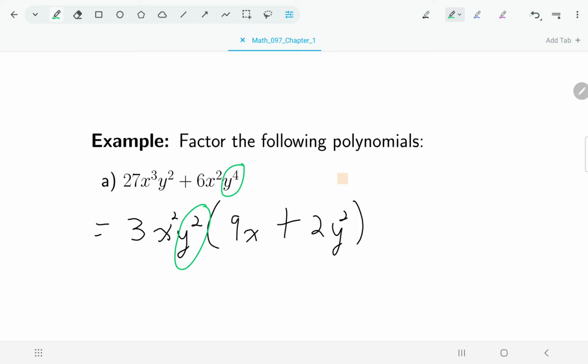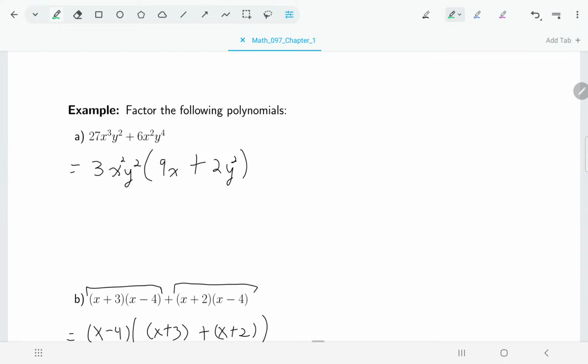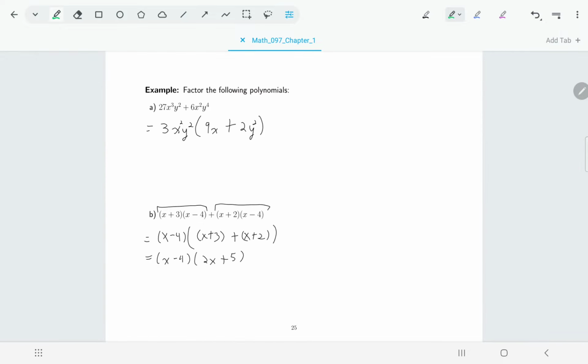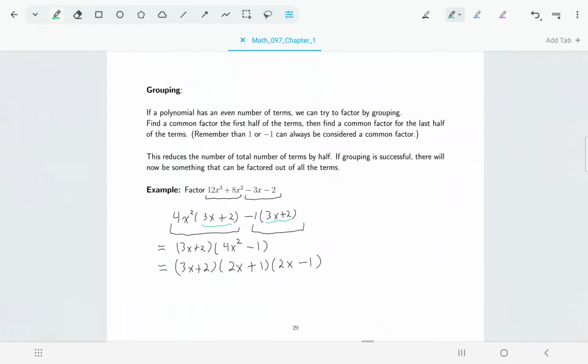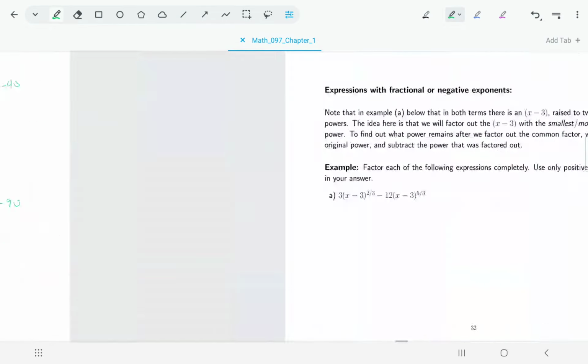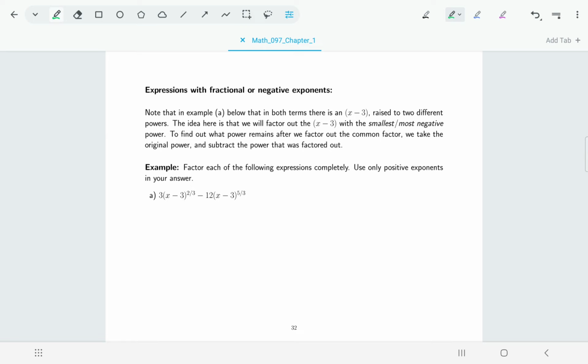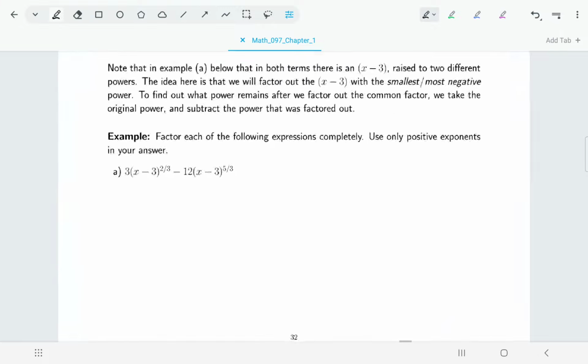The good news is that this approach doesn't change depending on the kind of numbers we're dealing with. So even if we're dealing with negative numbers or fractional numbers, the idea is still going to be the same, that we'll figure out what's left over essentially by subtraction, and what we factor out is always the smaller power. Smaller or more negative power if we have negative numbers involved.